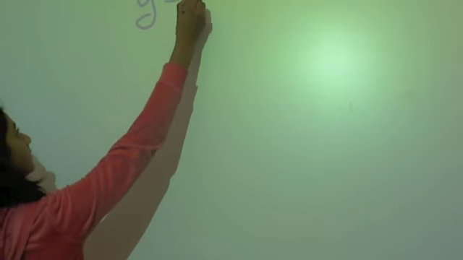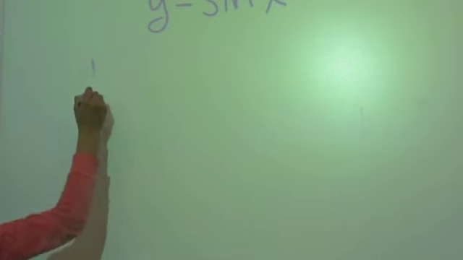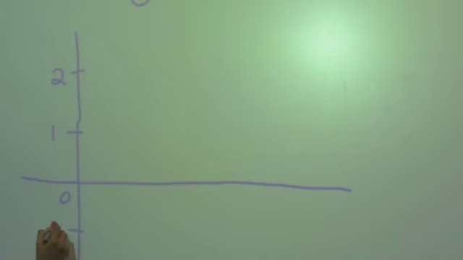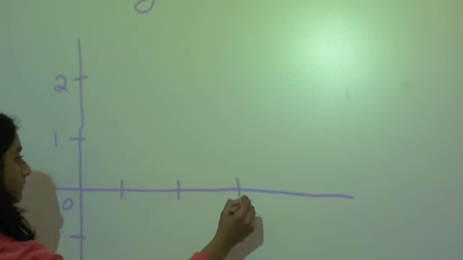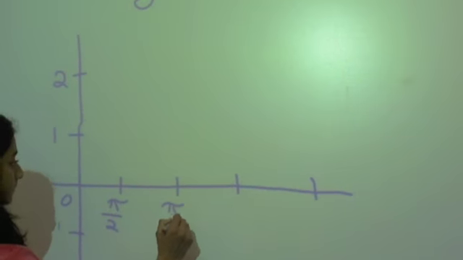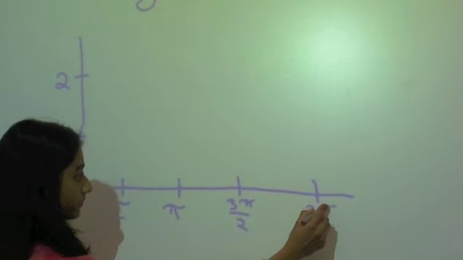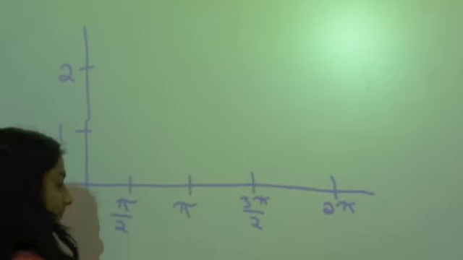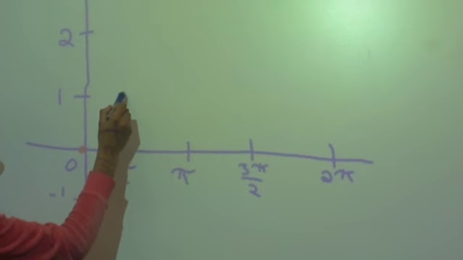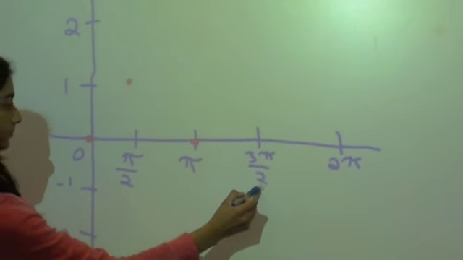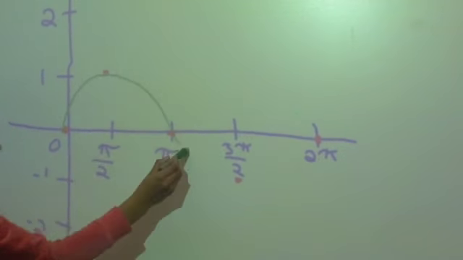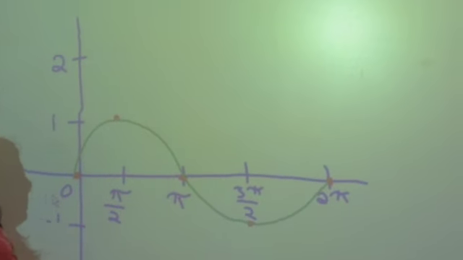Here's how to graph y equals sine x. First, start with drawing your axes and labeling your y-axis from 0 to whatever your amplitude is, and label your x-axis from 0 to 2 pi. Remember, the amplitude and frequency is 1. Sine x equals 0 at 0, pi, and 2 pi. Sine x equals 1 at pi over 2, and sine x equals negative 1 at 3 pi over 2.